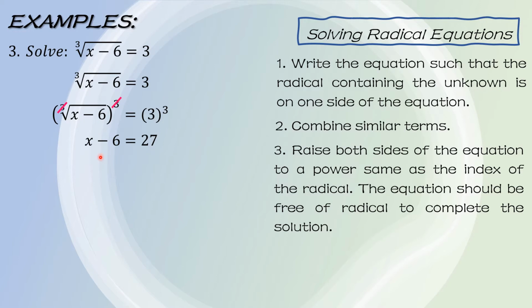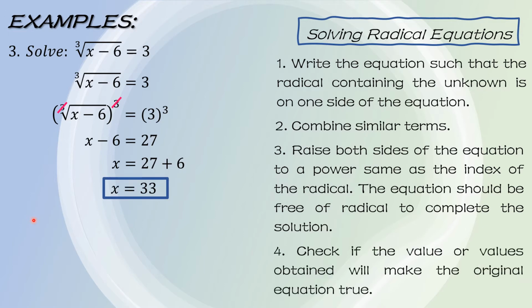Next, paano natin mahahanap yung value ng x? I-combine natin yung common terms or yung similar terms by transposing negative 6 to the right side of the equation. So this will become x equals 27 plus 6. And then, i-add lang natin yung 27 at 6. Therefore, the value of x is 33.